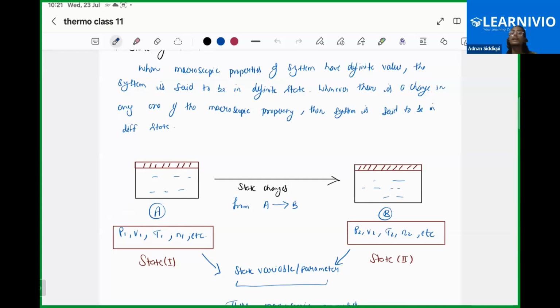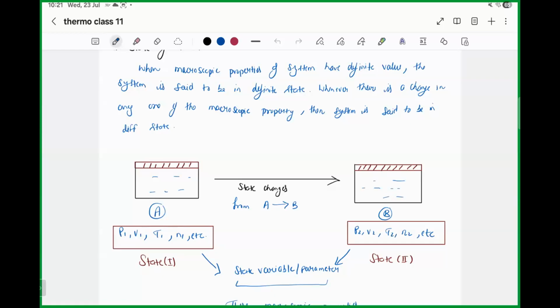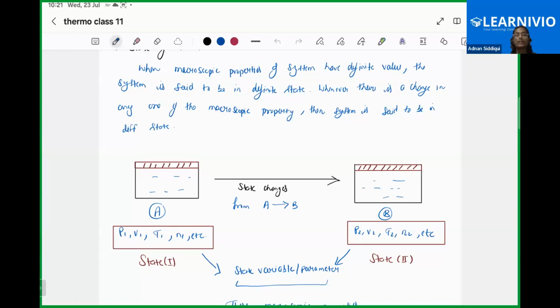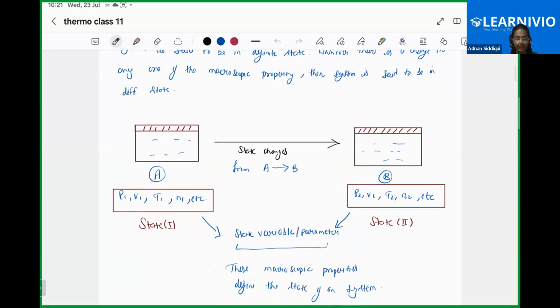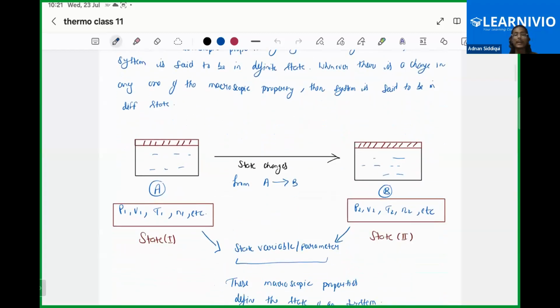But what if you are changing its macroscopic properties? Suppose you are putting some heat, changing its temperature. As the temperature changes, the volume will also change. As the volume changes, the pressure will also change, and the number of molecules will also change. So the macroscopic properties are changing, which means the state of your system is changing. This is basically your state of matter: state A changes to B due to change in macroscopic properties.